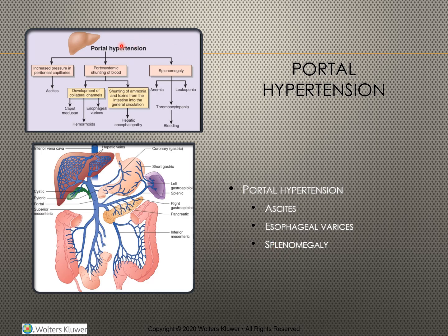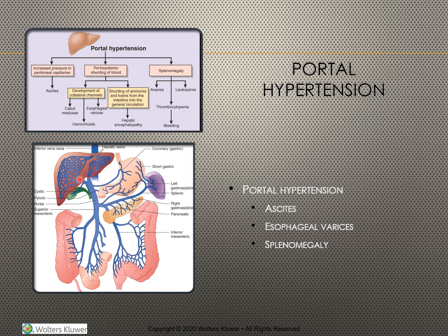So when the pressure within the portal vein system starts to increase, it increases the pressure in the peritoneal capillaries. So all those little capillaries within the peritoneal cavity start to increase in their pressure. And then fluid, because of that increased pressure, starts to leak across the capillary membrane, and it starts to accumulate inside the abdomen.